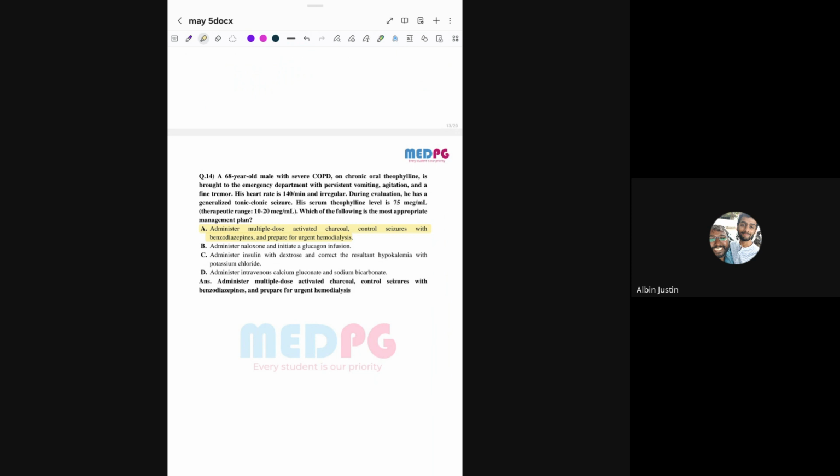Naloxone or glucagon should have been given for opioid or beta blocker toxicity. Insulin dextrose for beta blocker or calcium channel blocker overdose. Calcium gluconate and bicarbonate should have been given for hyperkalemia or TCA toxicity. This for beta blocker or CCB toxicity. This for opioid. Beta blocker.